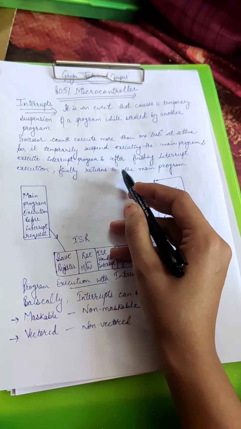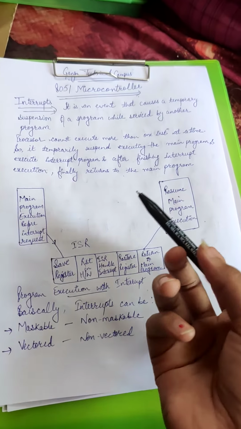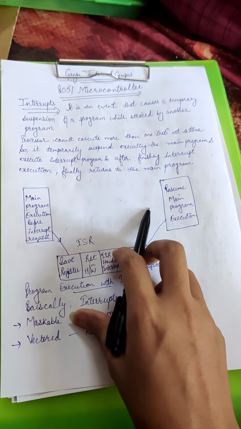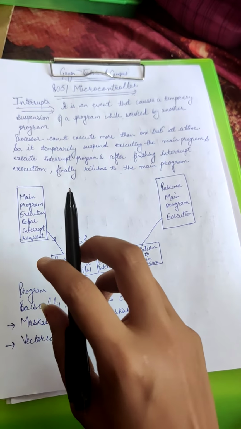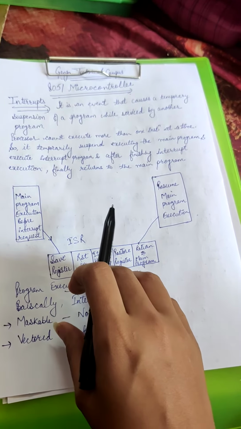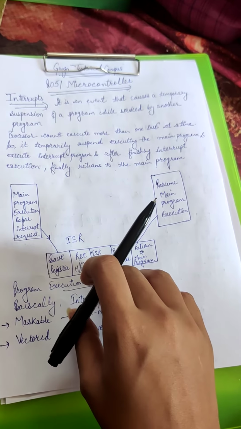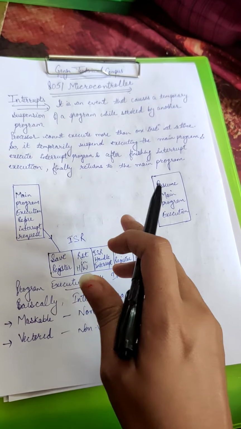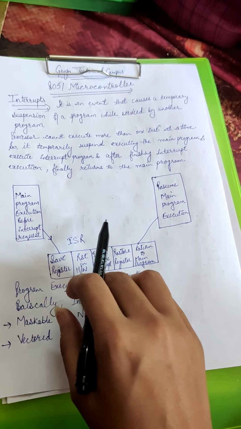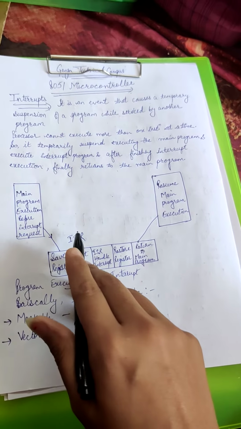Because the processor cannot execute more than one instruction at the same time, it will temporarily suspend the execution of the program which we are executing, and firstly execute that interrupt and then return to the main program.